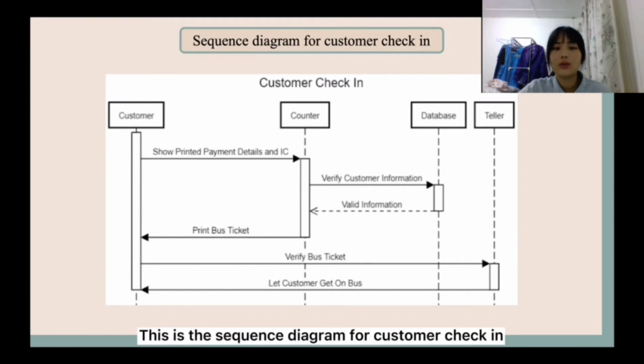This is the sequence diagram for customer check-in. Customer needs to show the printed payment detail and identity card to the counter to check in. The counter will verify the customer information with the database and print the bus ticket for the customer. Before the customer gets on the bus, they need to show the bus ticket to let the teller verify it.